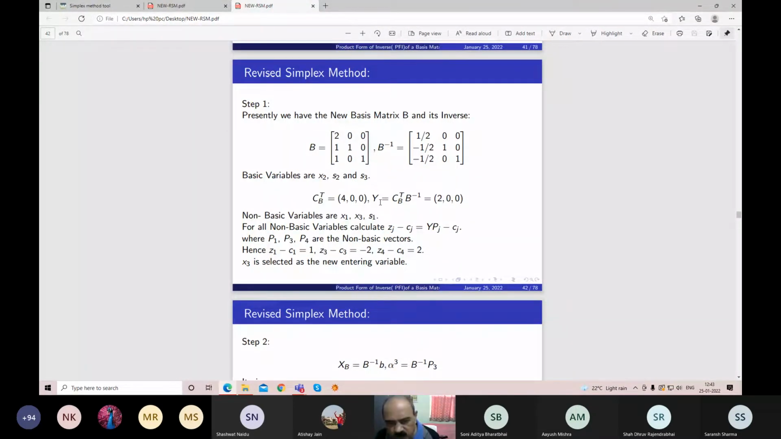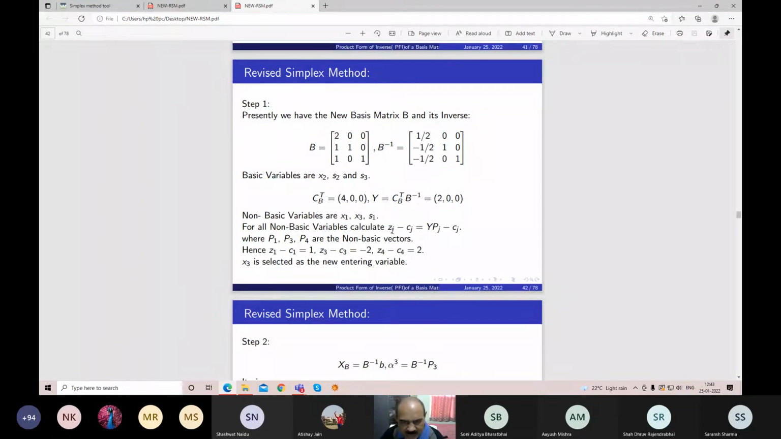Can you verify it is becoming 200? Yes, sir. It is 200. Okay. Once you have got y equal to the row vector 200. Now next step, for the non-basic variables x1, x3, s1. So what you should do?